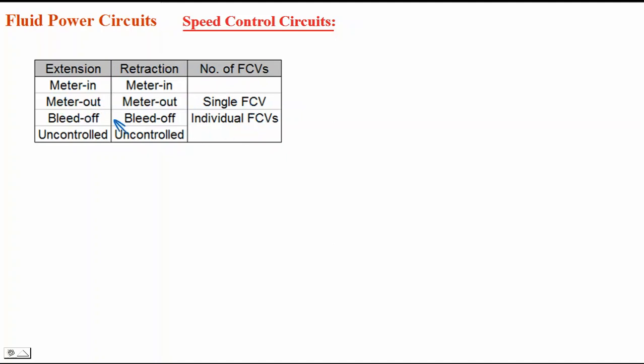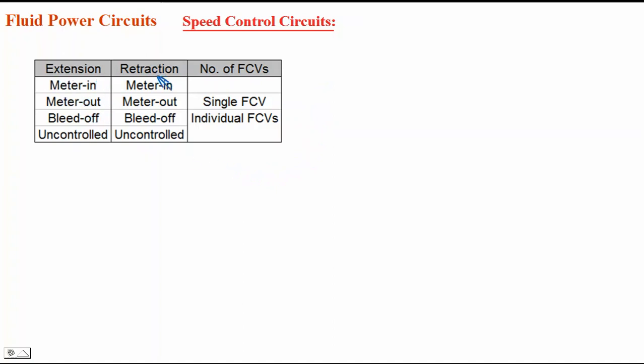N number of different circuits are possible, and this is the main problem with students and teachers. In the question paper they will ask, draw meter in circuit. I can draw a meter in circuit in 10 different ways, and a meter out circuit again in 10 different ways. So people should understand these different combinations while asking the question. The question should be specifically asked.